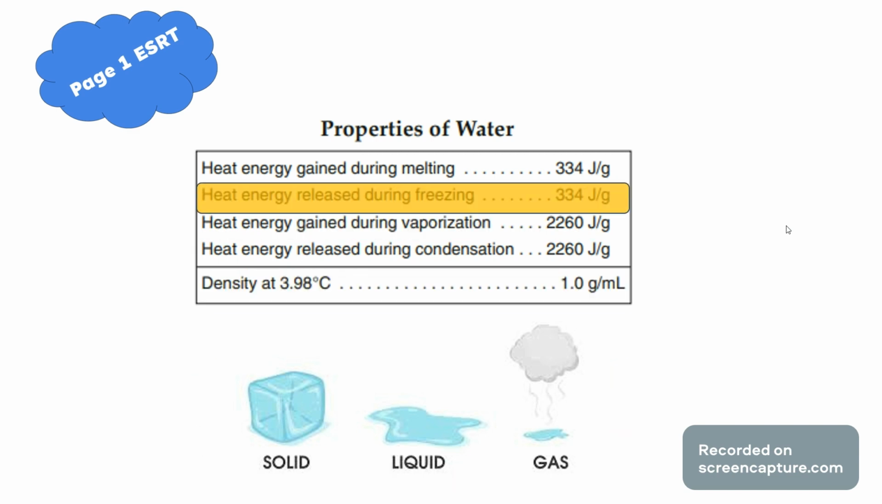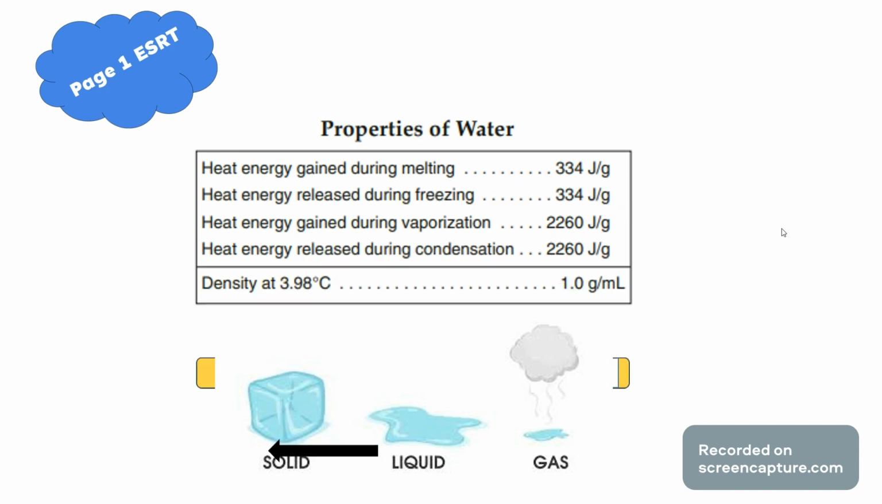On the reverse, when we're freezing liquid water into solid water, we are releasing energy and we're releasing the same amount, 334 joules per gram. So for every gram of liquid water you have that you want to turn into ice, you need to, in theory, take away 334 joules for every single gram of liquid water that is turning into ice.